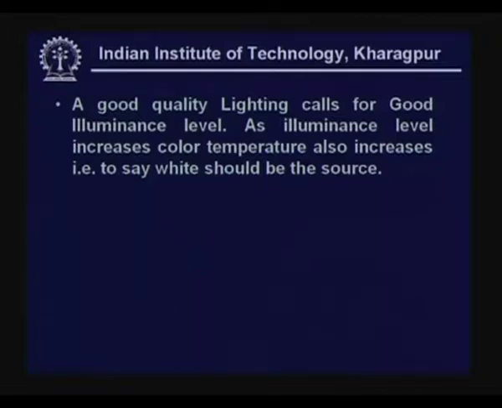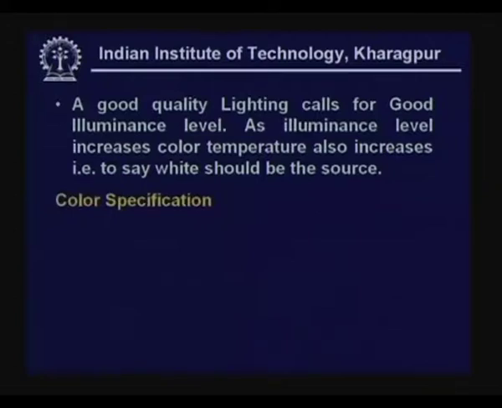Now, we have already emphasized that any good lighting would require good illuminance levels, and we have also seen that as the illuminance level increases, the color temperature also increases. That is to say, the source should be whiter. This has already been brought to mind.